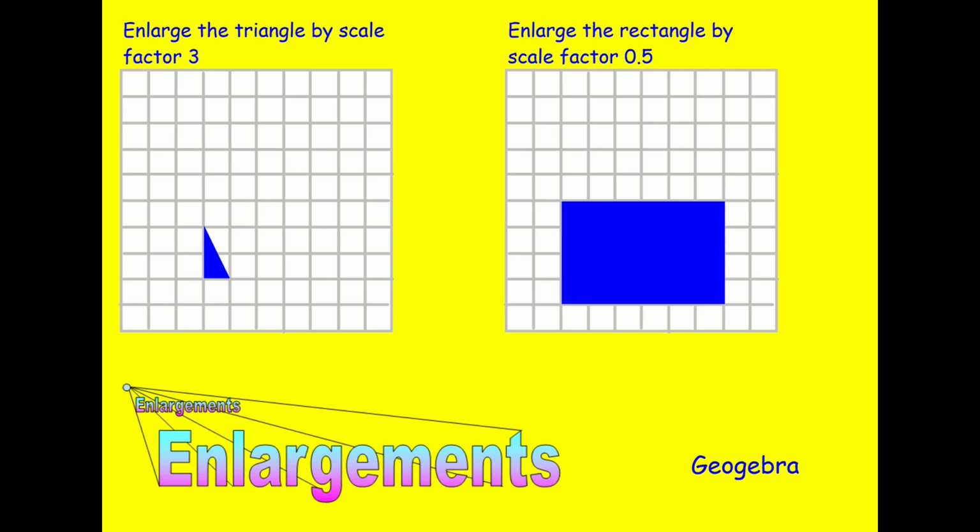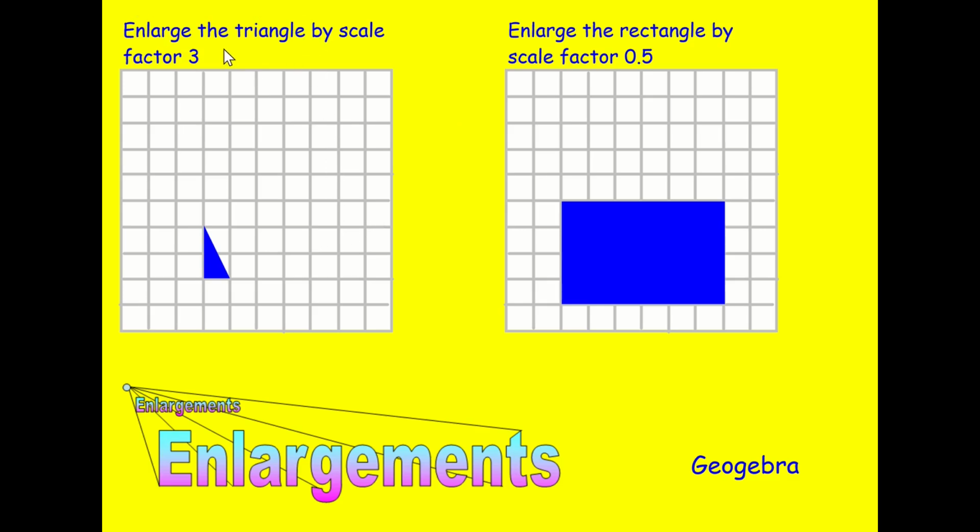This lesson is on enlargements, and we're going to be taking two-dimensional shapes and trying to enlarge them. So what I'd like to do is just have a go at this little triangle here. Can you enlarge it by scale factor 3? And this rectangle here by scale factor 0.5. What could this mean? Just see what you get, and then I'll talk through the answer.